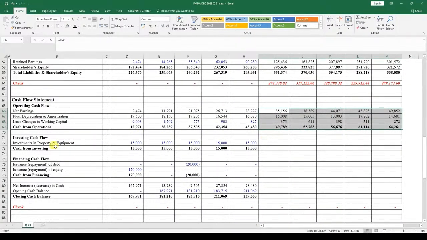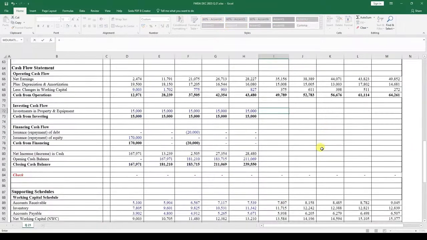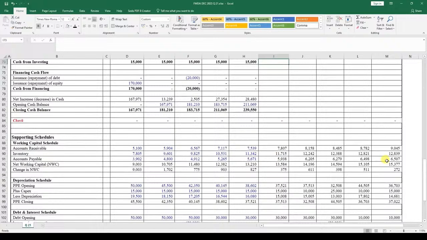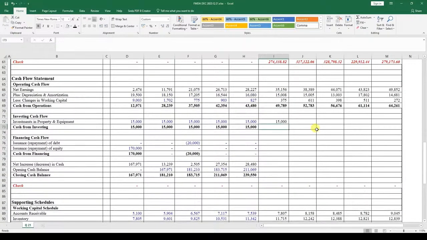The investments in PPE represent the capital expenditures. So the capital expenditures down here, capex, you can see the capex is here. Link it to that. And this one, sort of pull it towards the right, and it's complete.